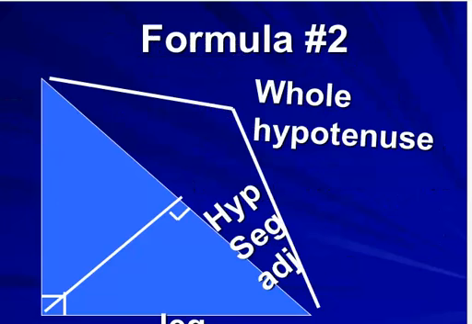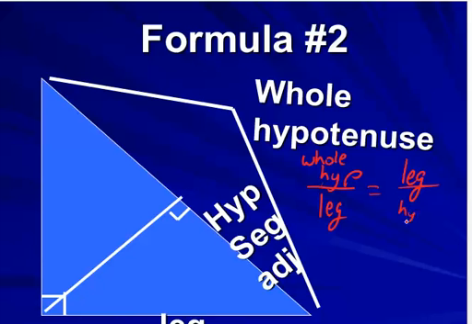Okay, let's look at the picture for Formula 2. This is the second formula you need to know for this unit. So the leg is the geometric mean. So that's the one I'm going to put down twice in my means place. Leg and leg. So my extremes are the whole hypotenuse, and the hypotenuse segment that's adjacent, that's next to it.